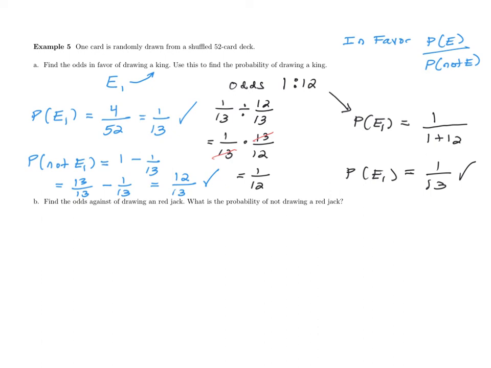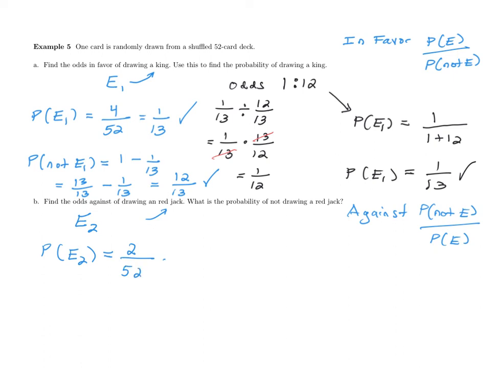which is important to point out is in fact equal to this number here. In part B, it says find the odds against drawing a red jack. So this time, since we're talking about odds against, we're talking about the probability that the event doesn't occur divided by the probability that the event does occur. So basically, we are flipping this fraction. I will call the event drawing a red jack E2. The probability that E2 occurs is, well, there are 4 total jacks and 2 of them are red, and that's out of 52 possible cards. This reduces to 1 over 26.